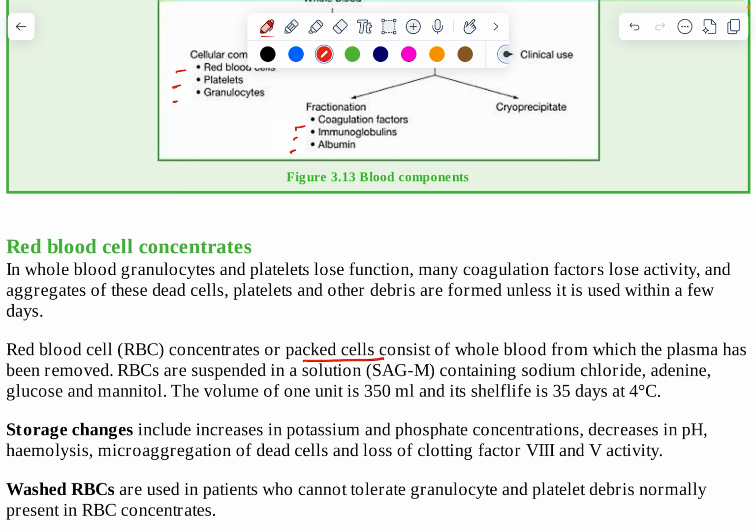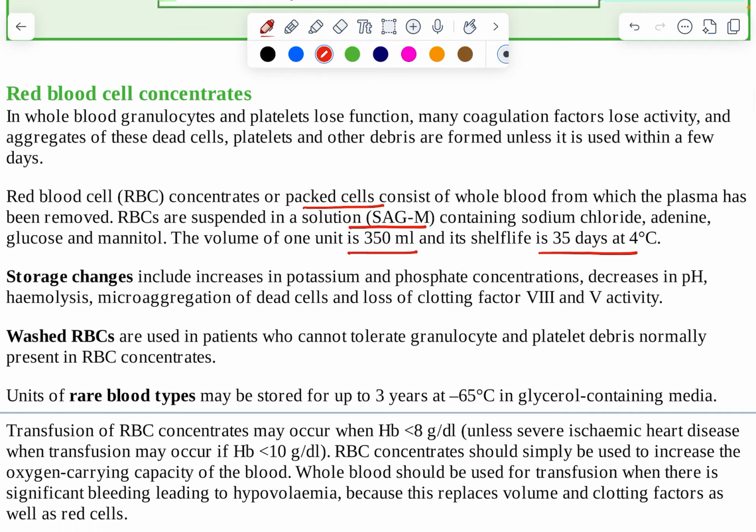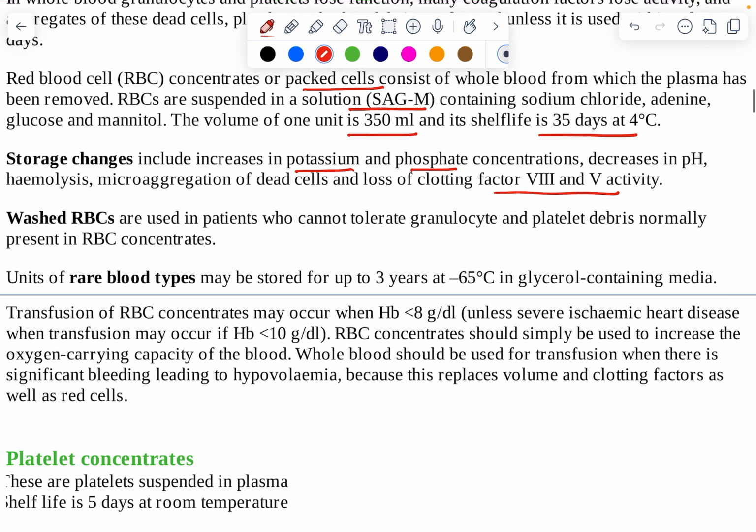So RBC concentrate, or packed cells, consists of whole blood from which the plasma has been removed. The RBC suspension solution is called SAGM, containing sodium chloride and mannitol. The volume of 1 unit is 350 ml. Shelf life is 35 days. Storage causes an increase in potassium and phosphate, a decrease in pH, microaggregates and dead cells, and loss of clotting factors.